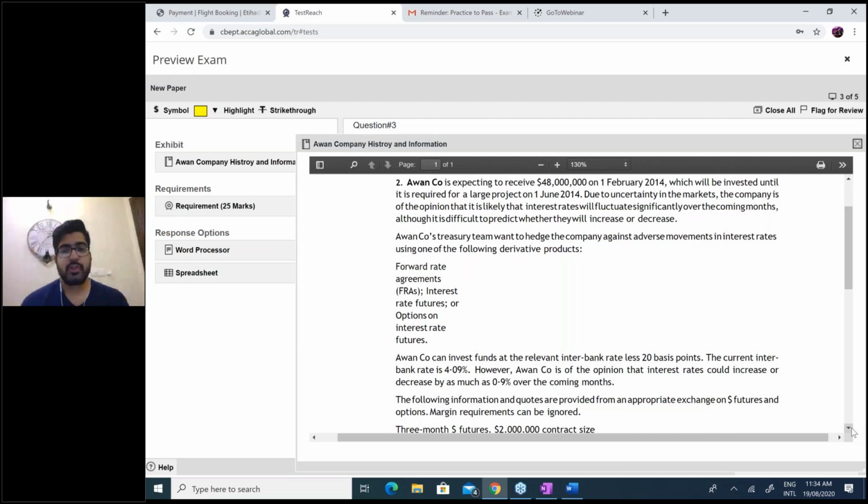Awan's treasury team wants to hedge the company against adverse movements in interest rates using one of the following derivative products: the FRAs, futures, or options. The treasury team wants to hedge the risk through forwards, the FRAs, the futures, or options.